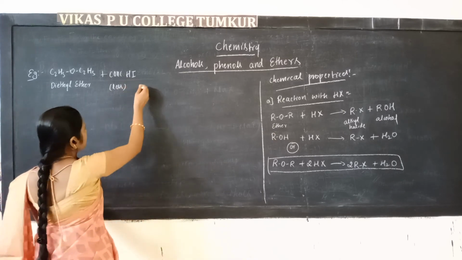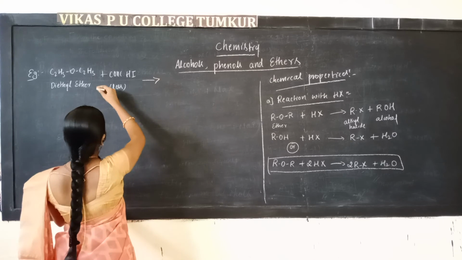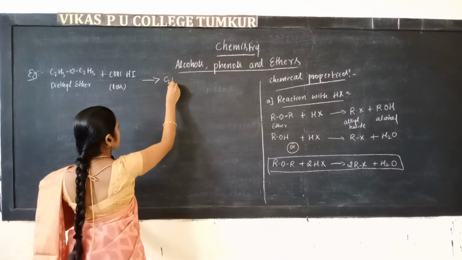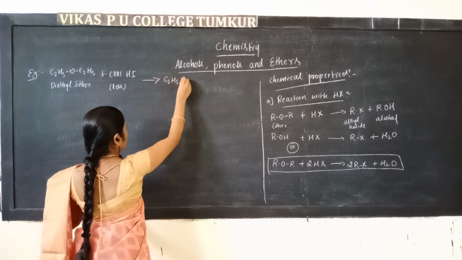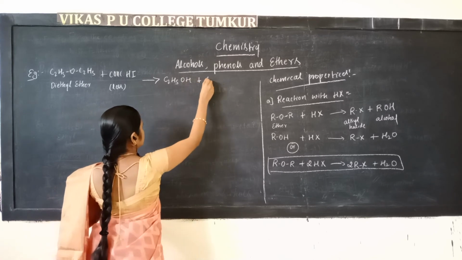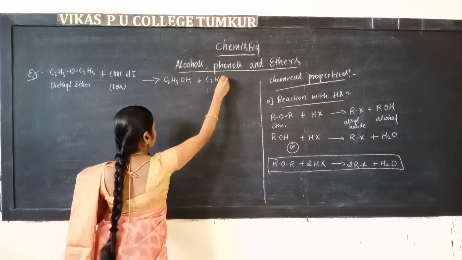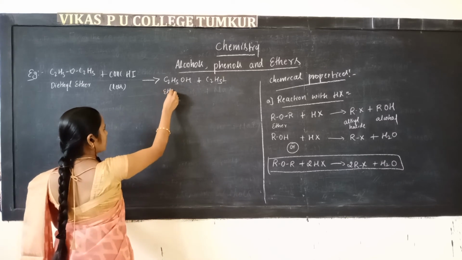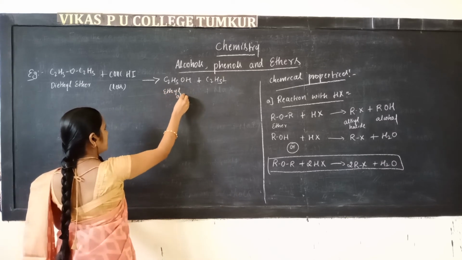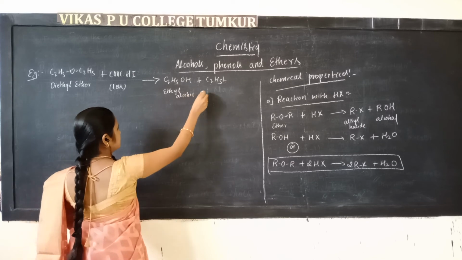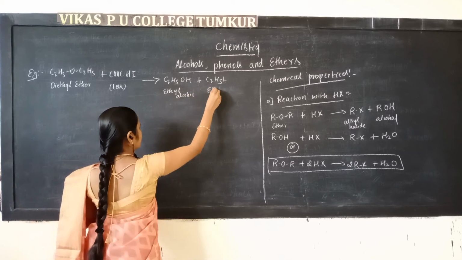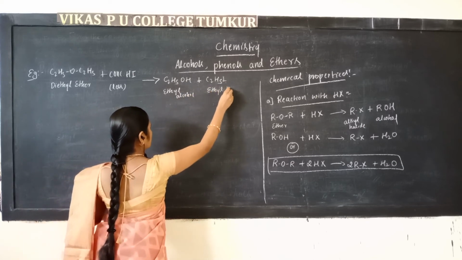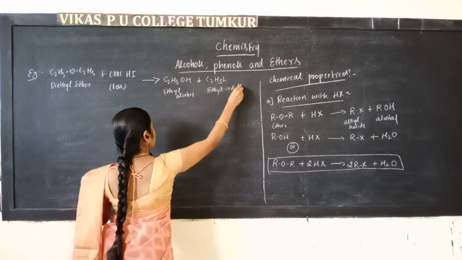At that time we are going to get the products, that is C2H5OH plus C2H5I, that is ethyl alcohol plus ethyl iodide. We are going to get.